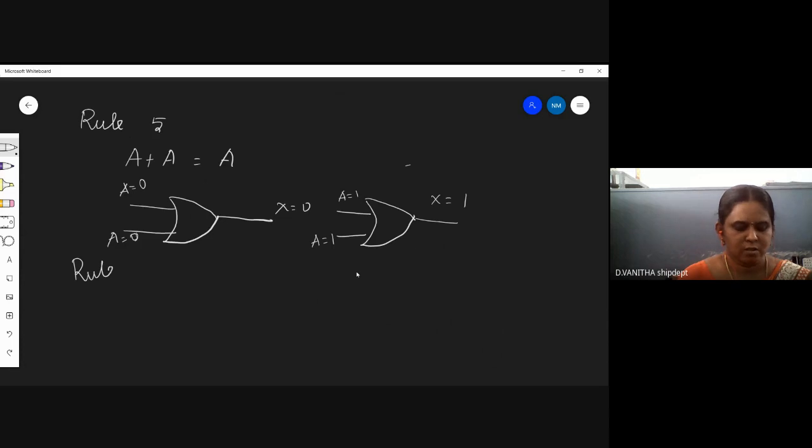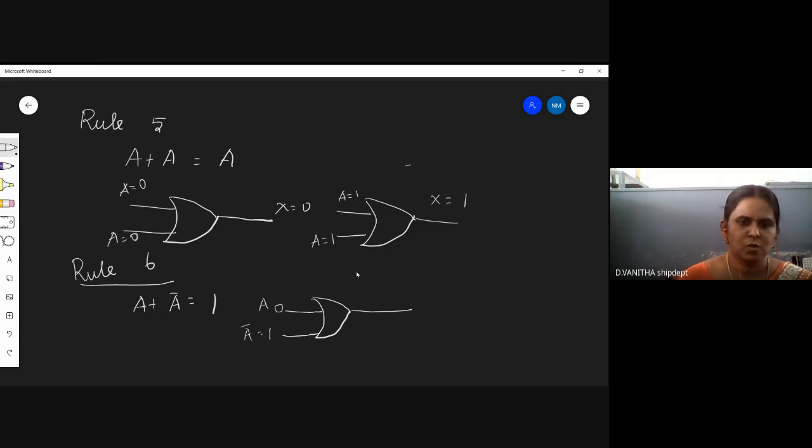Then rule 6 is that A plus A bar equal to 1. For A taken as this, here we can take this as A is equal to 1. We can take another input as A bar. So if A is equal to 0, here A bar is equal to 1. So here we are getting that X value equal to 1.